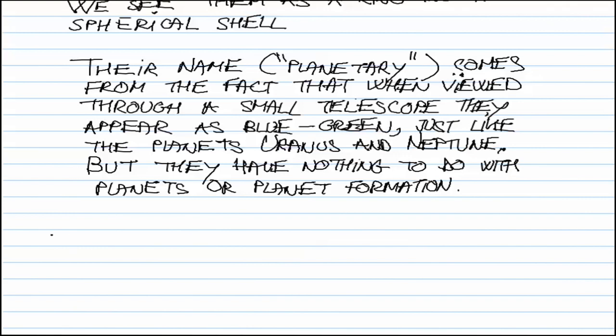Okay? The name has nothing to do with planets or planet formation. It's just that historically, when they were detected for the first time, these fuzzy objects, their color looked just like the color of those distant planets, Uranus and Neptune, and therefore they were called planetary nebulae.